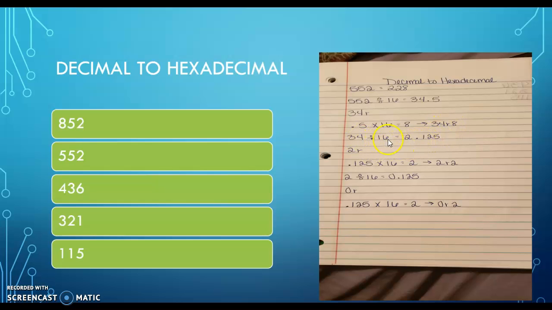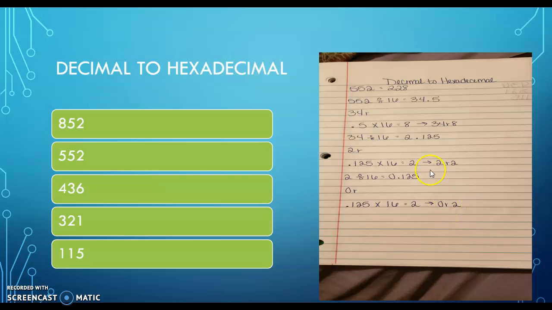I took 34, divided it by 16, and it equaled 2.125. 2 is the whole number before the remainder. I took 0.125 and multiplied it by 16, and it equaled 2. So this answer would be 2 remainder 2. And I took 2 and divided it by 16, and it gave me 0.125. So 0 is going to be in front of our remainder, and I took 0.125 and multiplied it by 16. It gave me 2. So therefore, I received 0 remainder 2.